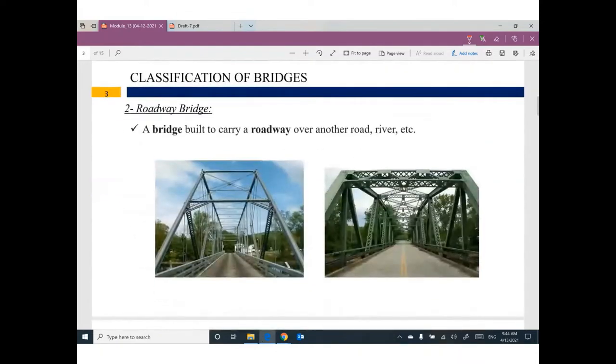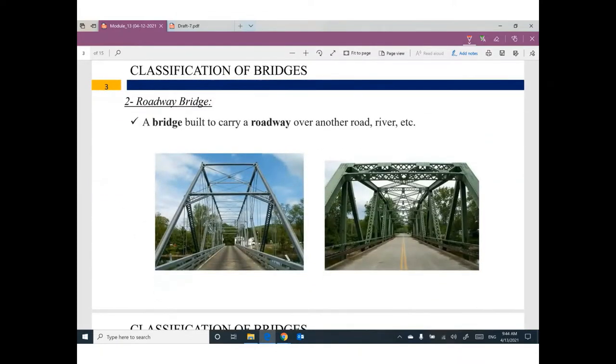The second type of steel bridge, according to the purpose, is the roadway bridge. We should expect trucks, vehicles passing through this bridge. So it is a bridge built to carry a roadway over another road or river.